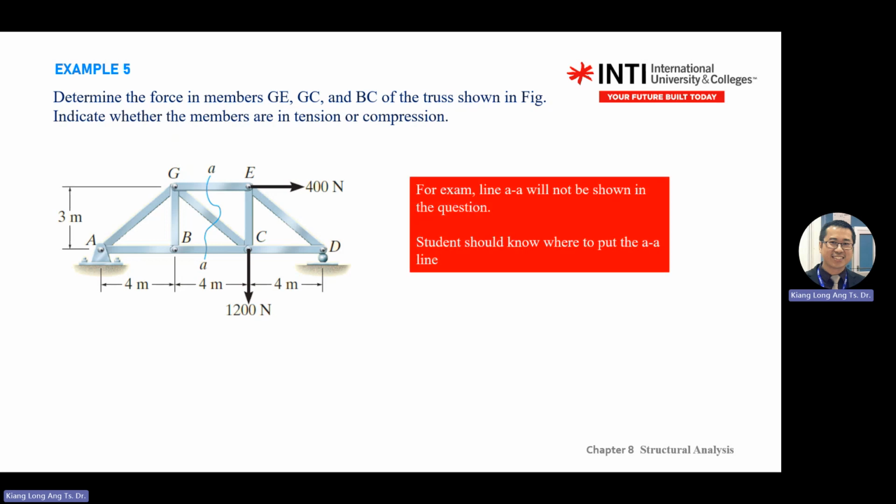Okay. So no lah, this one I need to remove this one.